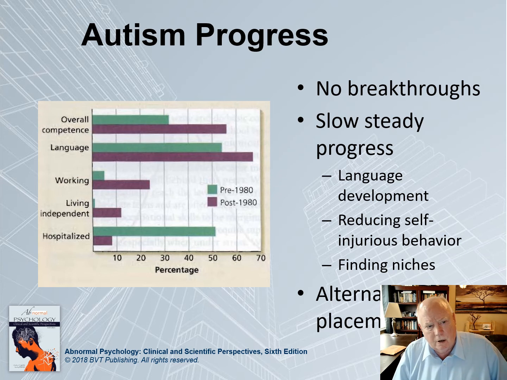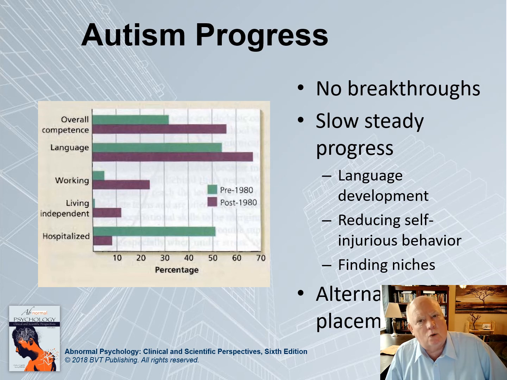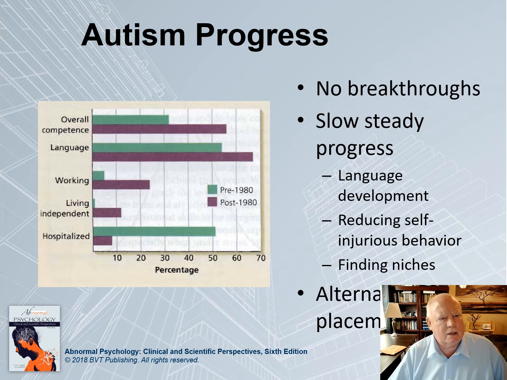This graph shows the improvement in treatment from 1980 and before and 1980 and later. You can translate that roughly into pre-Lovaas, before his work, that has been continued in many, many clinics and labs since then, and post-Lovaas. What I want to tell you, first of all, there's absolutely no breakthroughs in that entire period, well over 50 years. But there have been gradual improvements, slow, steady improvements. And look at some of the things.